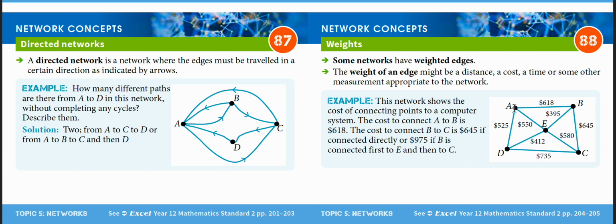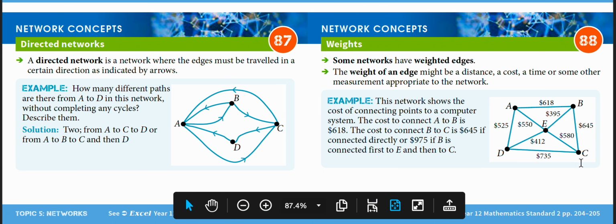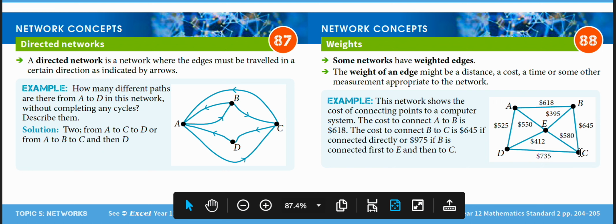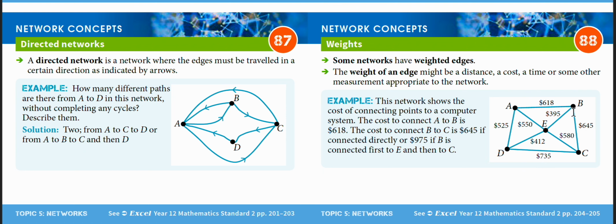If you're connecting from A to B and then to C, which one is cheaper? Basically, what's the most cost-efficient pathway that you can take? All you have to do is add the weights. If you have to go from A to C, you can go from A to E, E to C, or you can go from A to B and then B to C. Now, which one is cheaper? Definitely from A to E to C, because this is only 550. This is 580 compared to adding 618 plus 645.